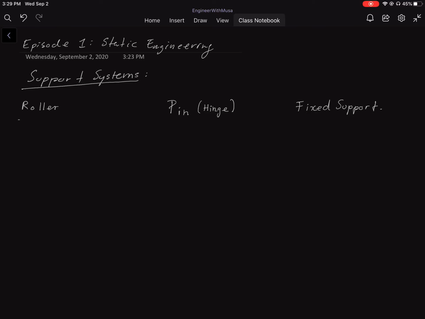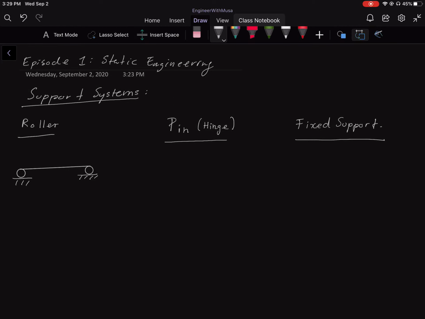Okay, so let's start with each of these images. If you were to look at a structure, you would see that for a roller, we have a beam attached to two rollers. So these are essentially circles. That's all there is to it. These are what the rollers are here, these red circles.